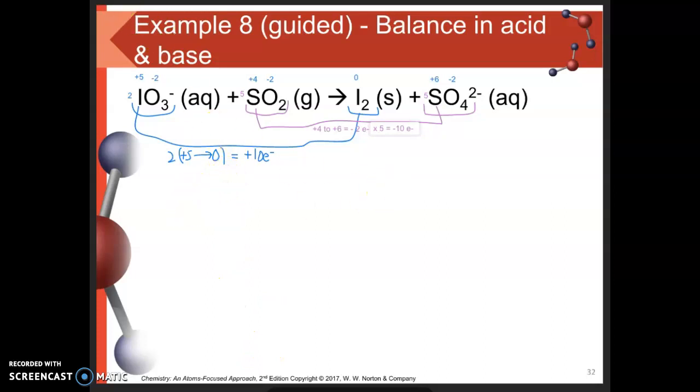So let's take a look at the next step. The next step would be to evaluate the total charge on each side of the ledger. And so if I look at the iodine side, or the reactant side, I have 2 -1 charges from the iodates, and I have 5 0 charges from the SO2s. So the total charge on the reactant side is -2. On the product side, I have a 0 charge from the iodine, and I have 5 -2 charges from the sulfates for a total of a -10 charge.